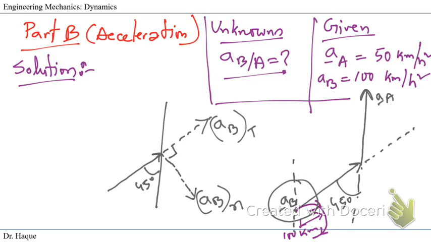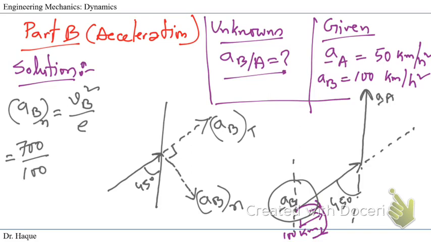So now let's find the normal component. A, B normal component. How to find that? It is the velocity v whole square over rho, which is the radius of curvature, so we get 700 over 100, the radius of curvature, whole square, so we'll get 4900 kilometer per hour.